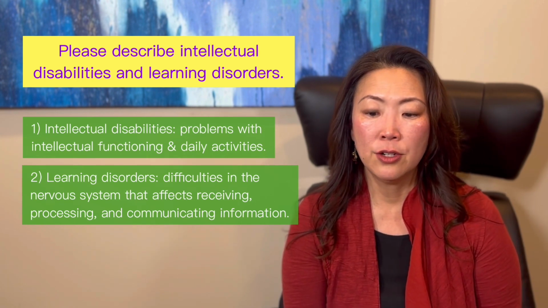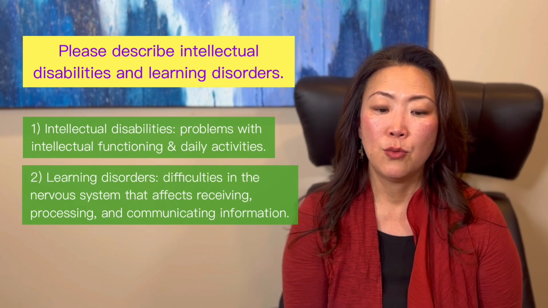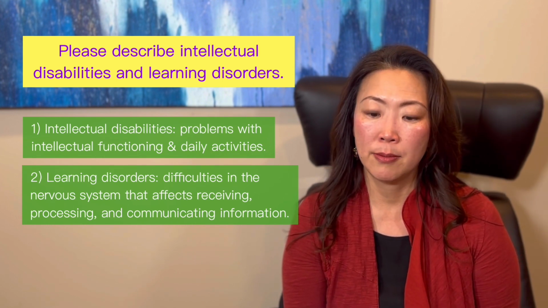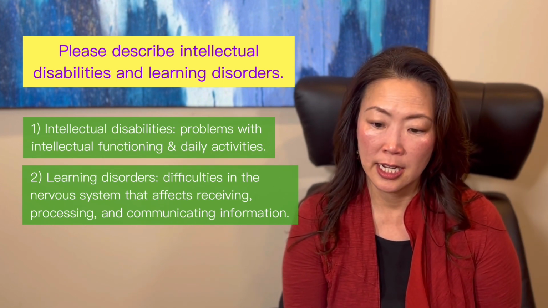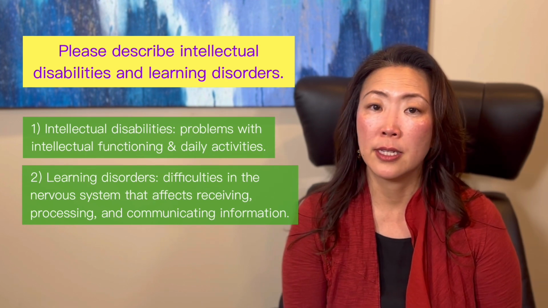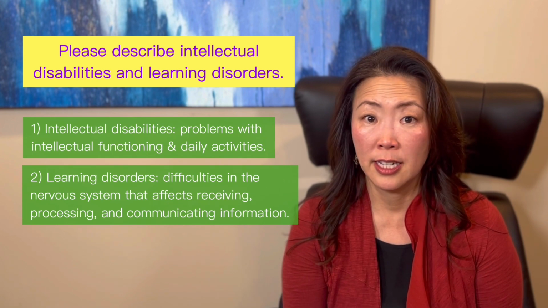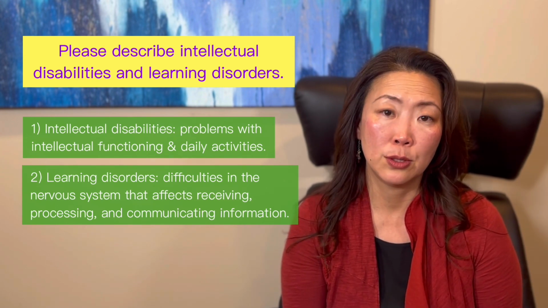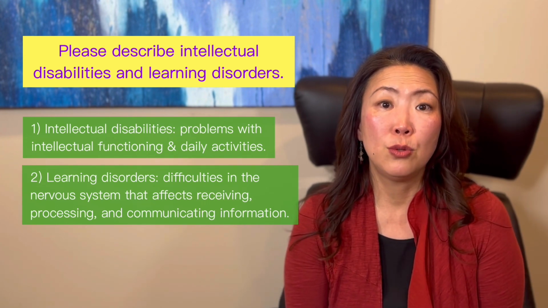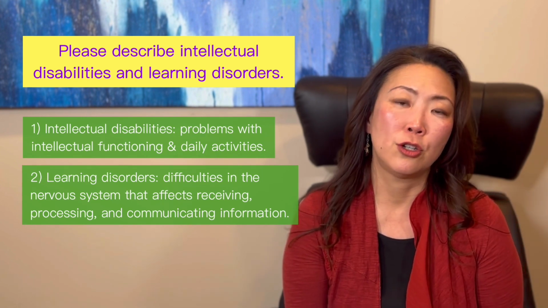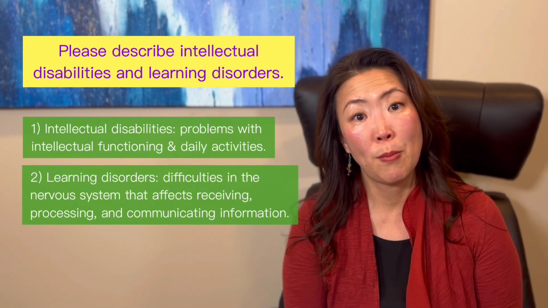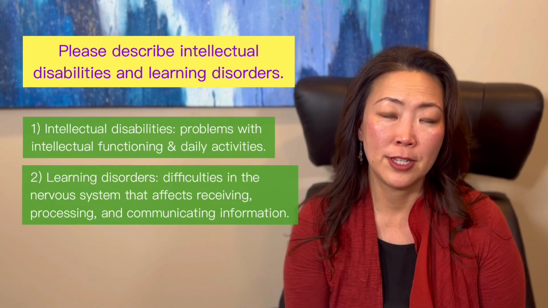That's irreversible. Learning disorders. In learning disorders, it's possible to have a normal level of intelligence, but they have some difficulties in the nervous system that affects receiving, processing, and communicating information. And usually they're noticed when the child first starts to attend school. And that's why we call them learning disorders, because starting in school, they start to learn concepts. They start to learn how to read or learn how to do math. So those are the differences between the two.